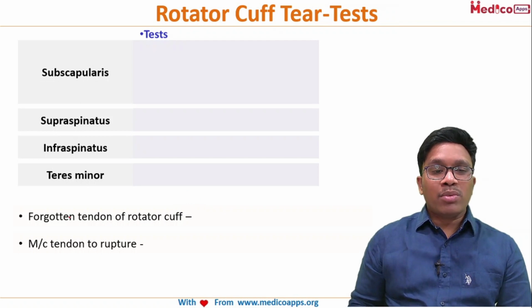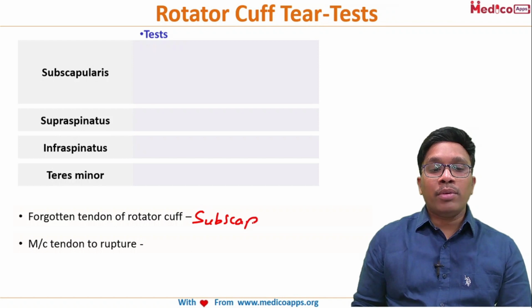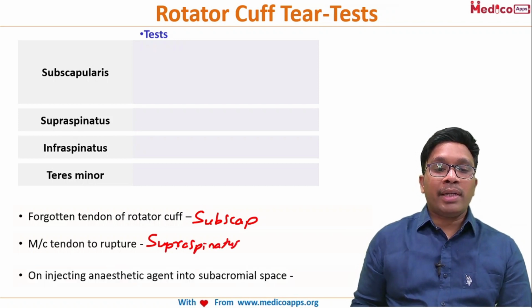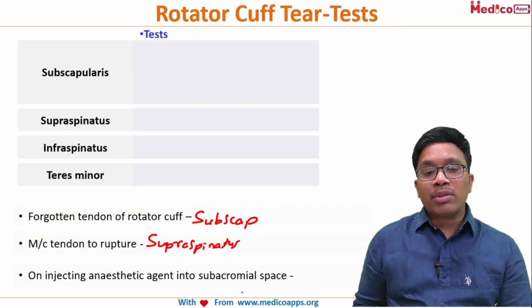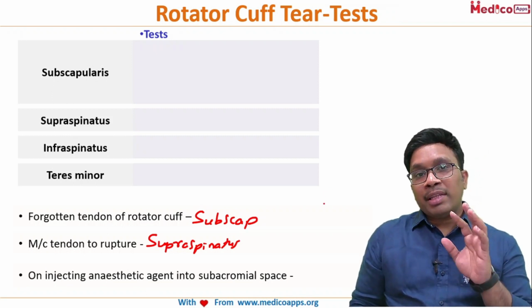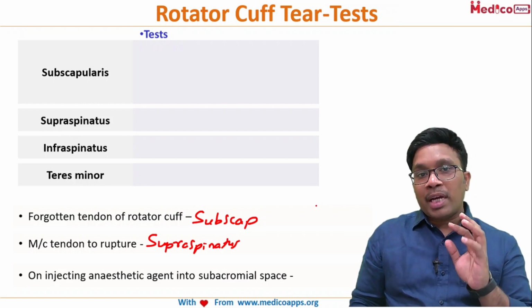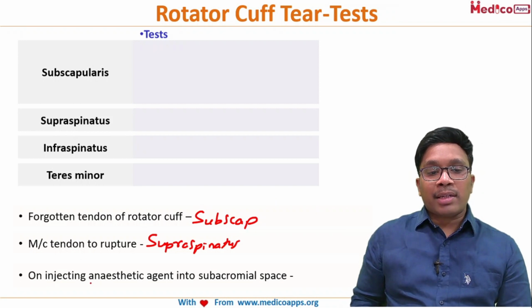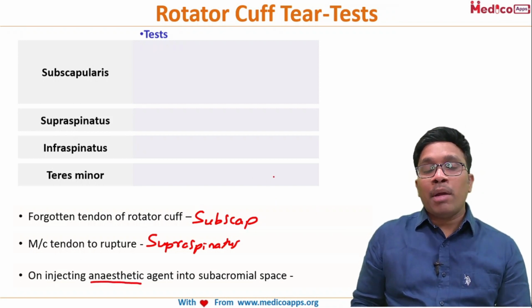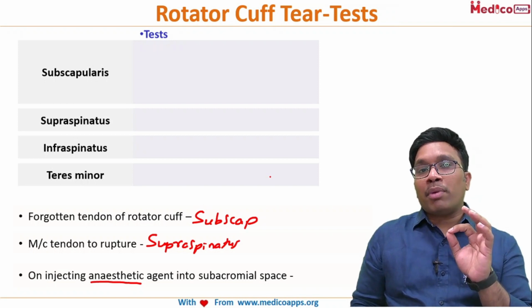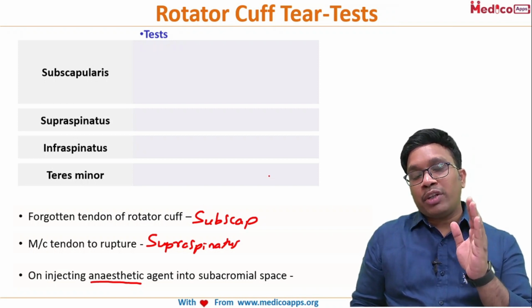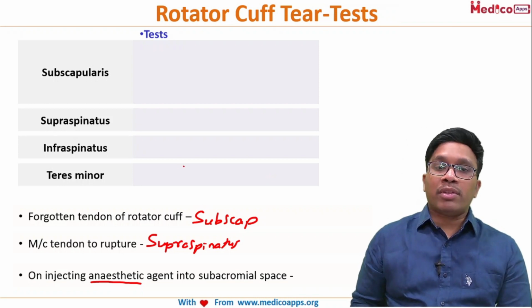So MCQs like the forgotten tendon of the rotator cuff, the answer is subscapularis. The most common tendon to rupture is the supraspinatus. And on injecting anesthetic agent into the subacromial space, for example, there is a tear and the patient is not able to perform the movements because of the pain, and you have injected a local anesthetic. The pain decreases, but the patient will still not be able to perform the movements because there is an actual tear, there is actual discontinuity of the tendon.